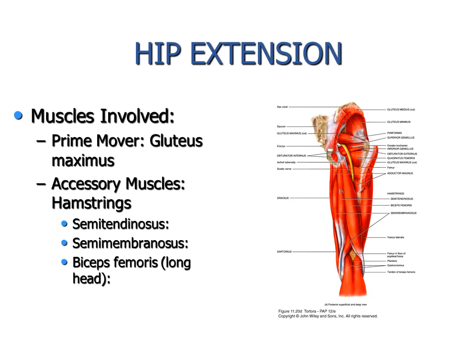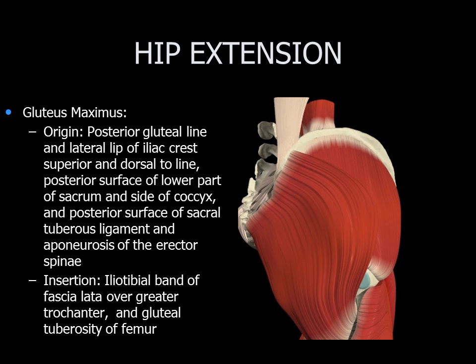With the movement of hip extension, there are many muscles that contribute to hip extension. The prime mover is the gluteus maximus muscle, with the semitendinosus, semimembranosus, and biceps femoris muscles, collectively known as the hamstring muscles, contributing as accessory muscles. Again, the prime mover is the gluteus maximus muscle. So let's talk about these muscles.